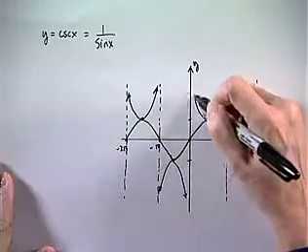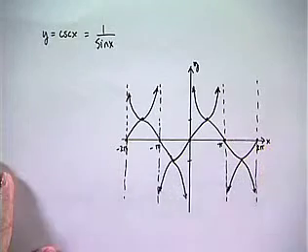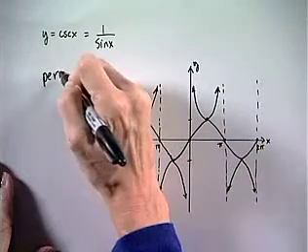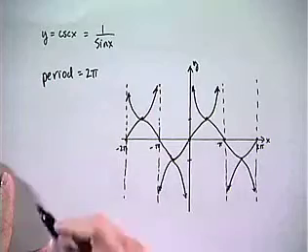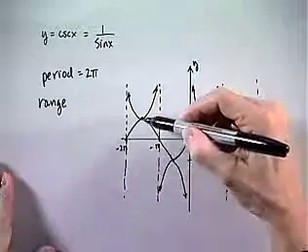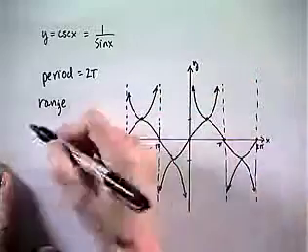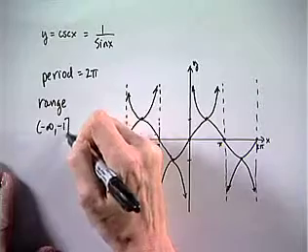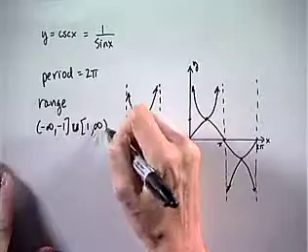In between each pair of vertical asymptotes. And I should point out that the period of the cosecant matches the period of the sine, as did the secant, by the way. And the range of the cosecant is from negative infinity to negative 1 and positive 1 to positive infinity. So we can write the range, negative infinity to negative 1, union, positive 1 to positive infinity.